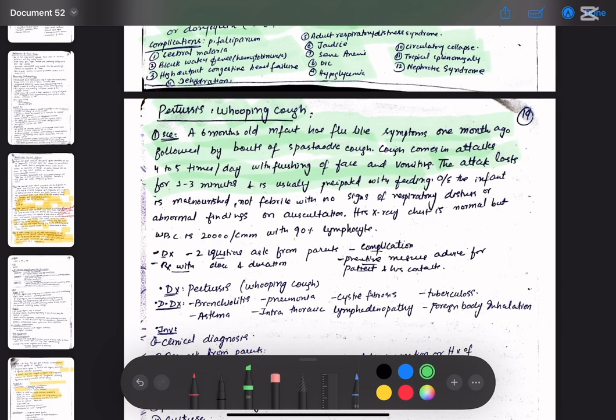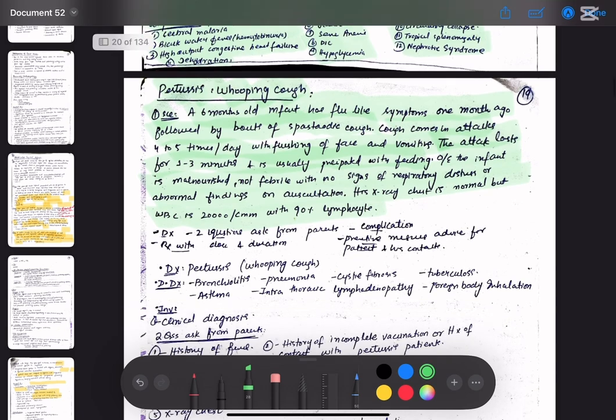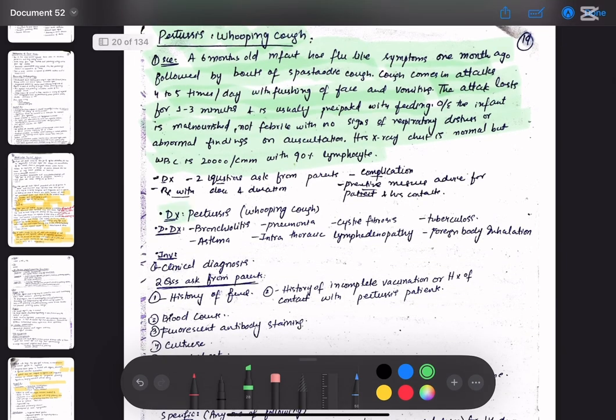On examination, the infant is malnourished and not febrile, with no signs of respiratory distress or abnormal findings on auscultation, and the chest X-ray is normal, but WBC is 20,000 with 90% lymphocytes. Now, what is the diagnosis? It is pertussis. The differential diagnoses are bronchiolitis, pneumonia, cystic fibrosis, tuberculosis, asthma, intrathoracic lymphadenopathy, and foreign body inhalation.